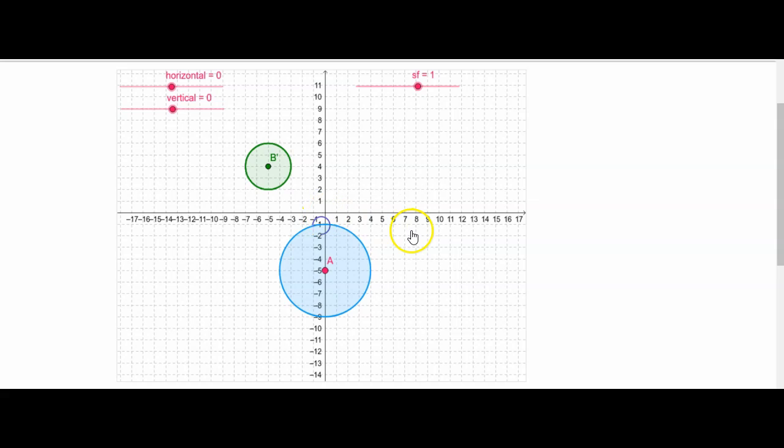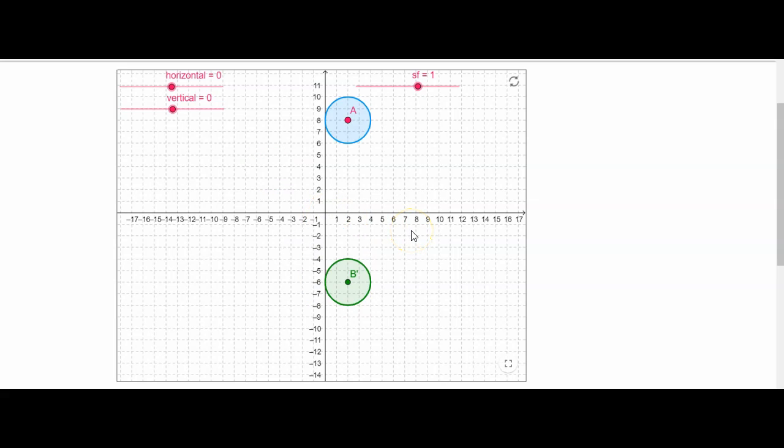Now I'm going to look at two other circles. Let's get two different ones though. There we go. So here, again, think about what the minimum amount of transformations would be to map the green onto the blue. And you can get as specific as possible.